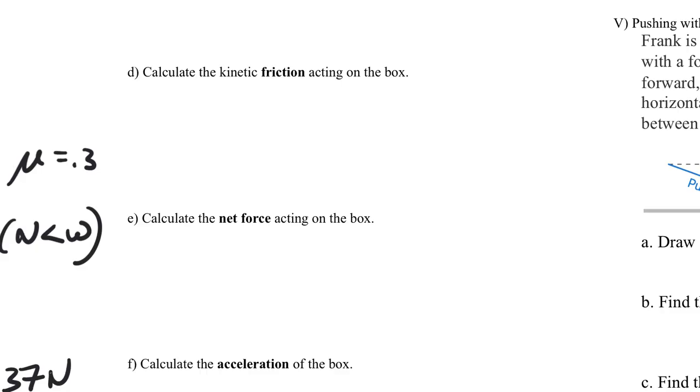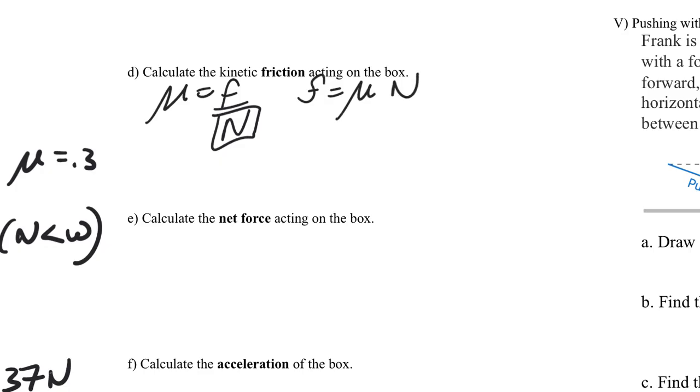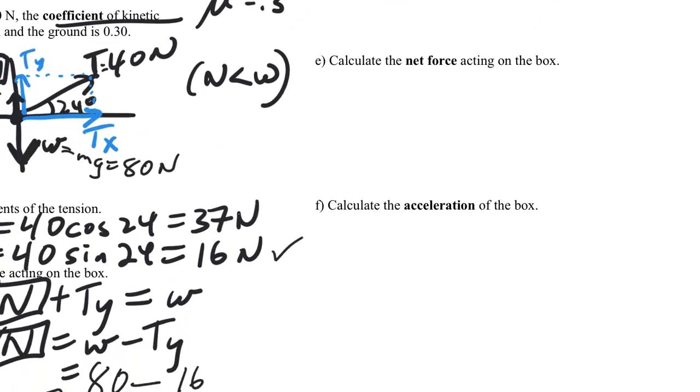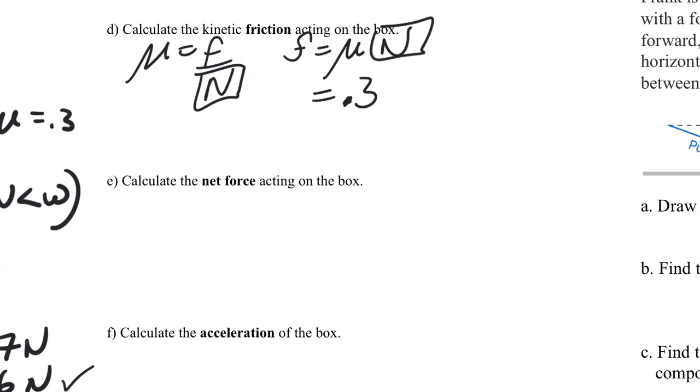Calculate the kinetic friction on the box. Well, they gave you the coefficient of friction, which is friction over normal force. So I'm solving for friction, so let's just rearrange it right now. The coefficient of friction is 0.3, that was given. The normal force is just found at 64. So 0.3 times 64 is 19.2.